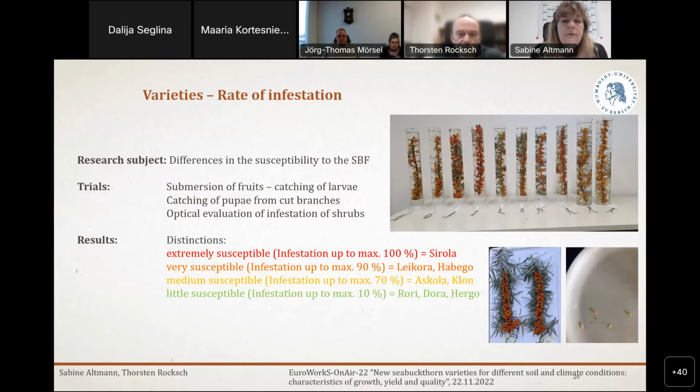The colors I gave these varieties will be maintained throughout the whole presentation, which means the green varieties are the little susceptible ones, and the others are gradations of red equivalent to their susceptibility. So Zerola, as the most susceptible, has a dark red.